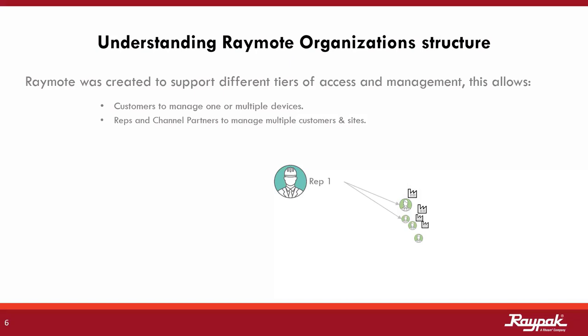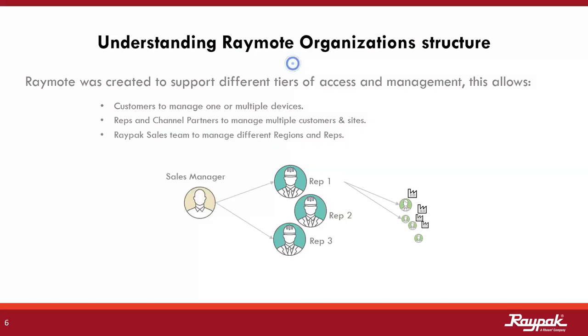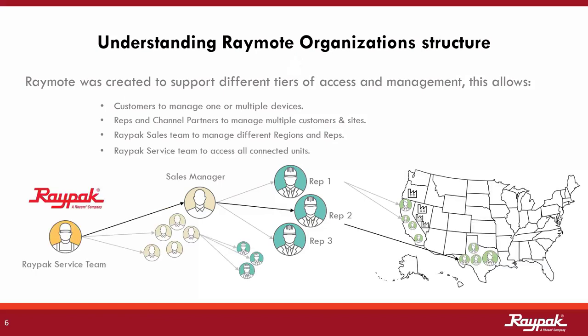Reps or contractors manage multiple sites, but they also could manage multiple contractors that oversee multiple sites, so there could be more sub-branches in between reps and customers. The Raypak sales managers manage multiple regions and reps, but the philosophy is exactly the same. Finally, the Raypak service team could access everything.